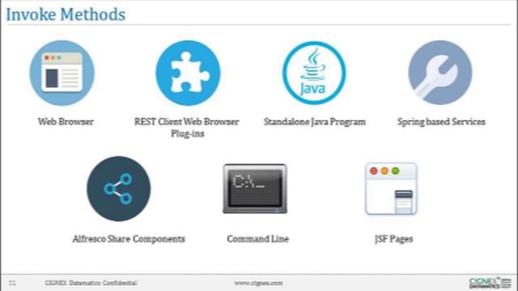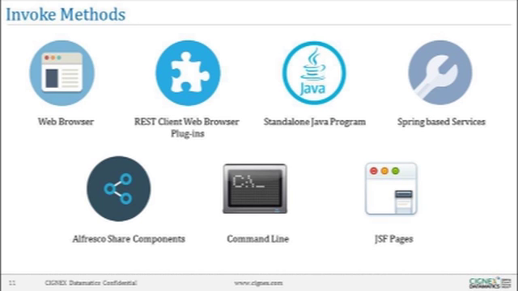From the Alfresco Share components, for example, if you are building some kind of a dashlet, you already have a presentation to your web script in place, and you want to fetch some data from your repository. So from your client-side JavaScript as well, you can invoke the repository web script.